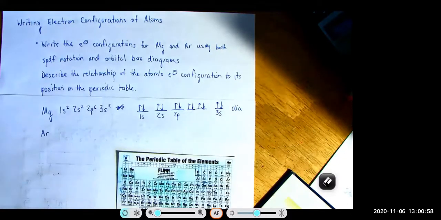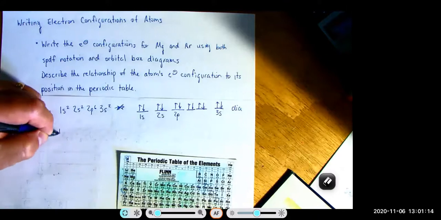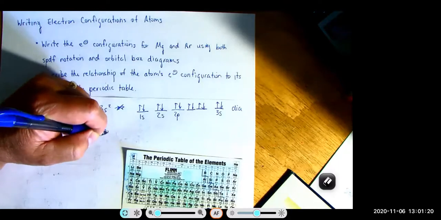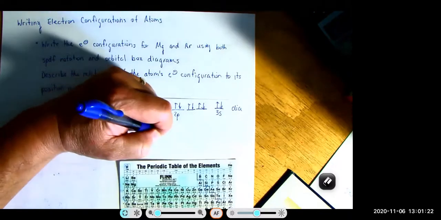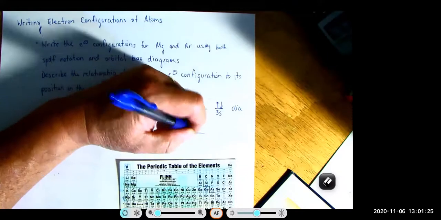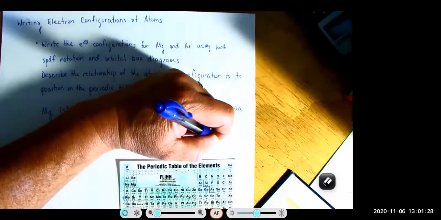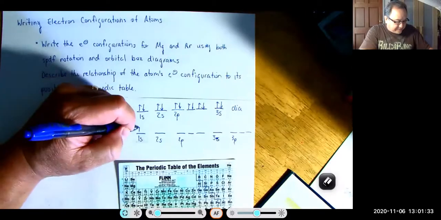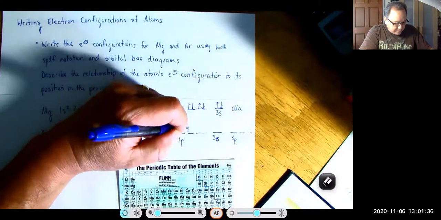Oh, God. Let me see. Yeah, I think I sort of got it. Okay, so argon looks like this.